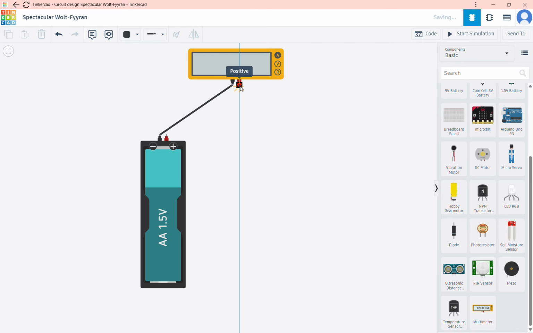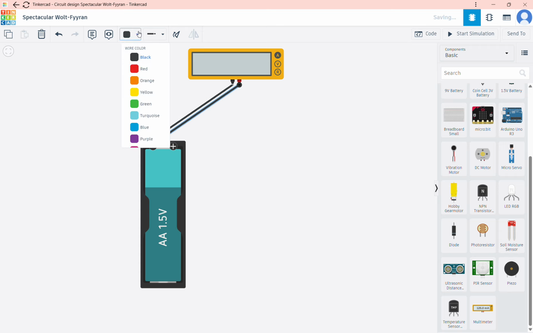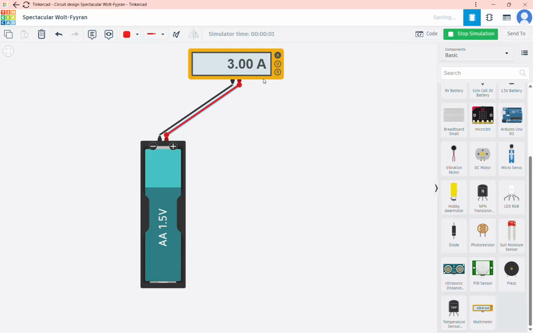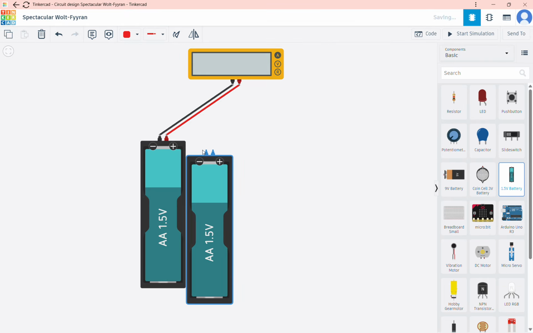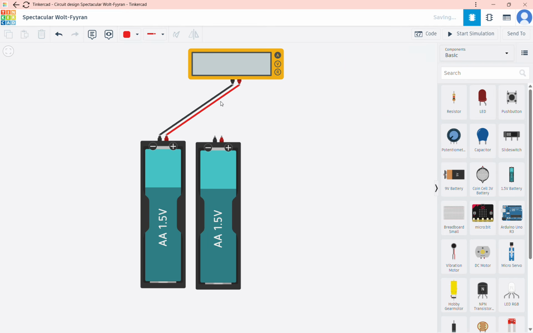So I now connect this to this and change to red, and I run the simulation. I get 3 amperes. So it means that in parallel connections, the currents add up, but the voltage remains the same. That's for parallel. Now let's take series. So I bring this same battery, the 1.5 volts, and we are going to do the series connection.